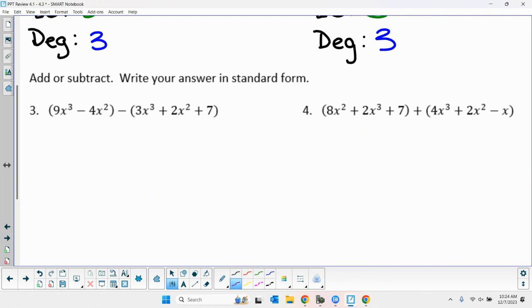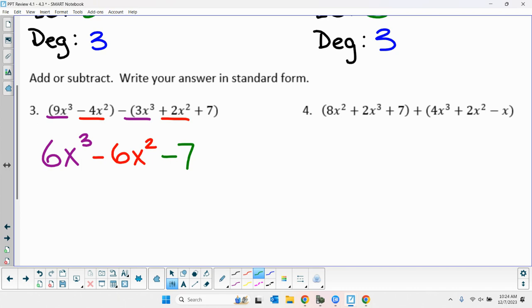So I would put the 9x cubed minus 3x cubed is 6x cubed. I would do negative 4x squared minus 2x squared is negative 6x squared. There's no constant on the left, so that's like nothing. Minus 7 is negative 7. So there's our answer. Okay, that's all you have to do.